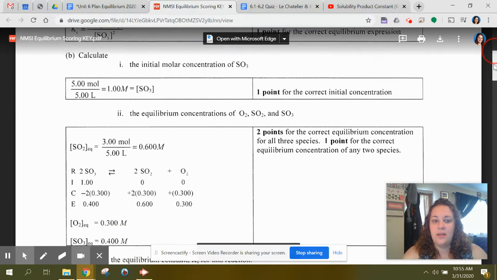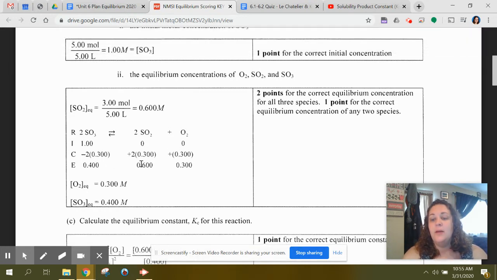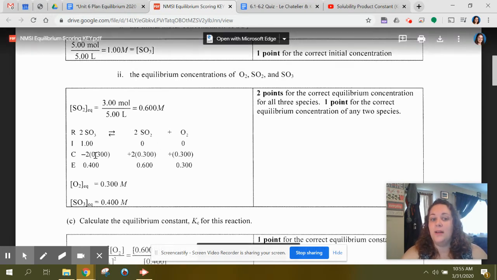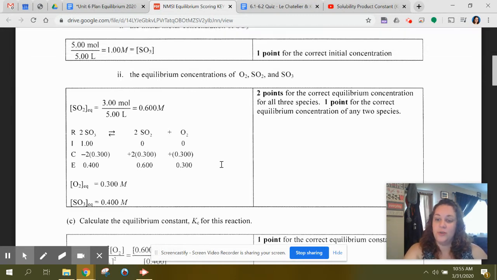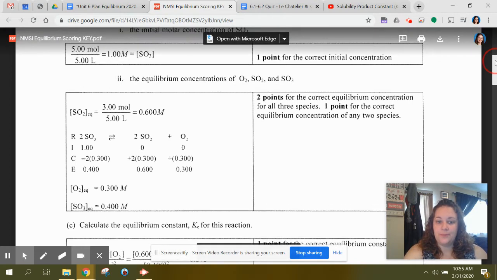So there is our ICE table. We start with 1 molar, minus 2x, plus 2x, plus 1x. Because we know that this equals 0.6, we know that x has to be 0.3. Plug in 0.3 for our x values, and we get our equilibrium concentrations. So O2 was just x, so 0.3 molar. The SO3 is 1 minus 2x, which leaves us with 0.4 molar. So those are our equilibrium concentrations.